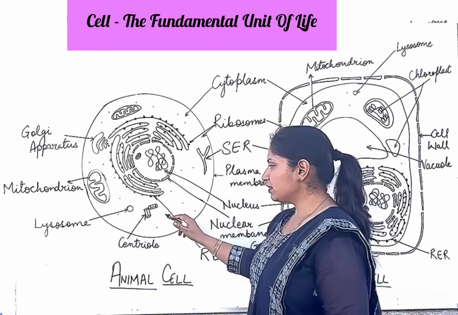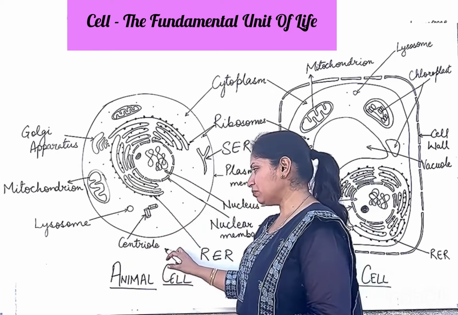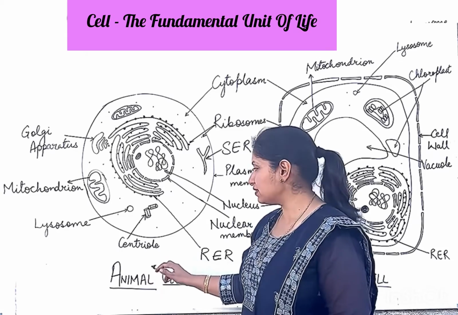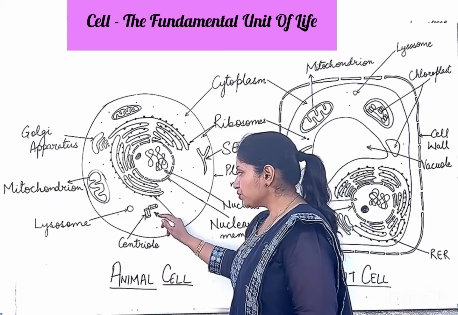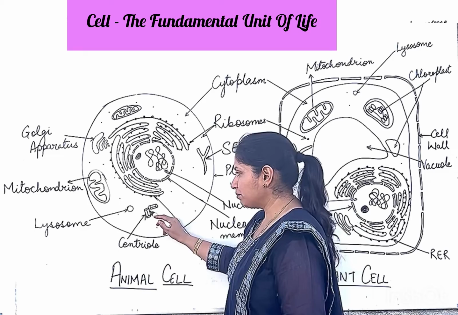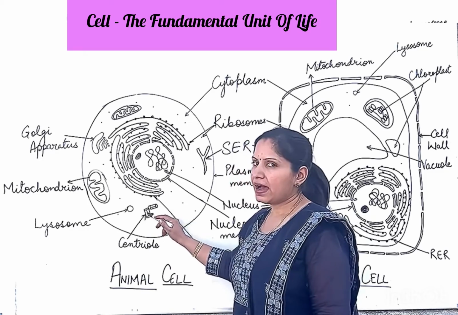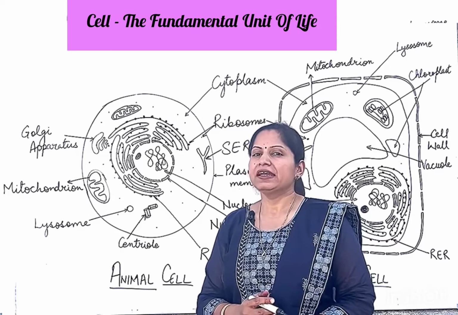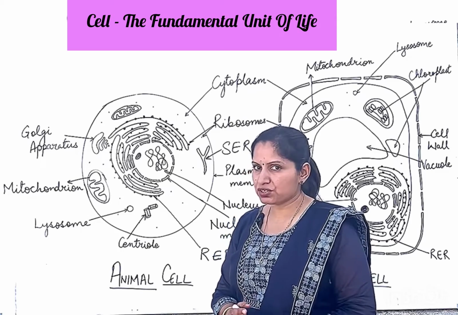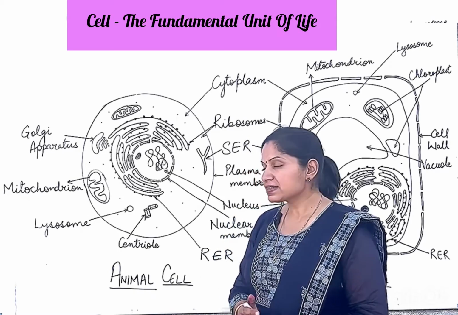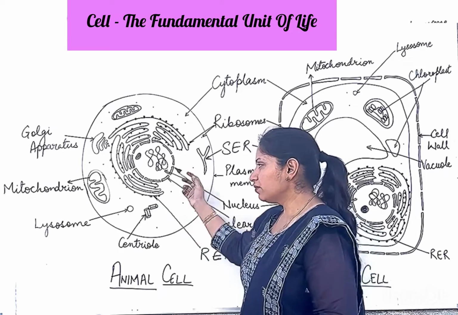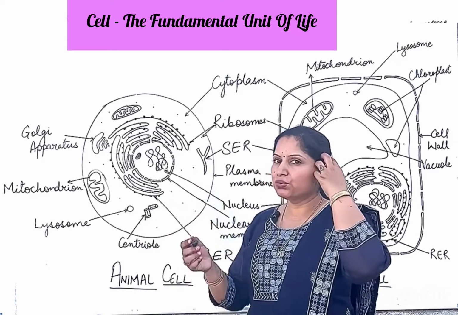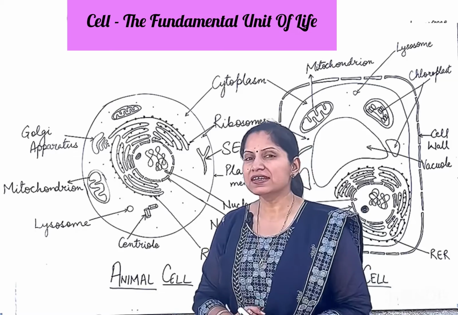The next organelle that is present only in animal cells and absent in a plant cell is the centriole. Two centrioles are there, perpendicular to each other, and together they form the centrosome. The centrosome helps in cell division. So when an animal cell divides, these centrioles will separate from each other and go to opposite sides of the cell.